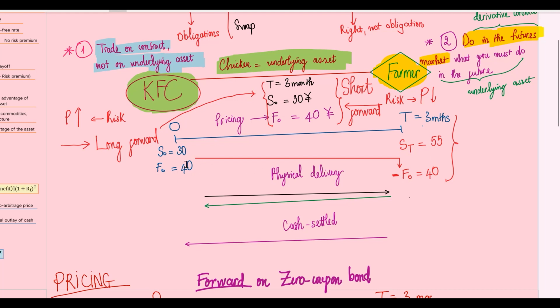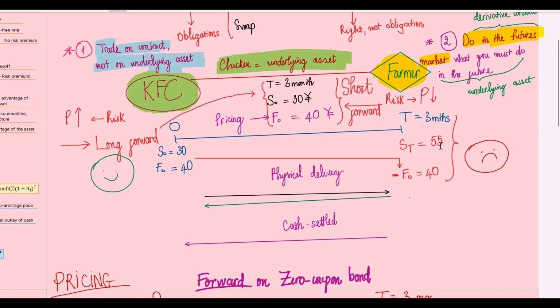What will happen 3 months later if the chicken price increases to 55 zun then? What do you think? Who's the winner and who's the loser? Remember, KFC took the long position. They get to buy the chicken at 40 zun, not 55 zun. Of course, they will be happy, right? But the farmer is gonna be sad, as he took the short position. He can no longer sell his chicken at the market price of 55 zun, but only 40 zun.